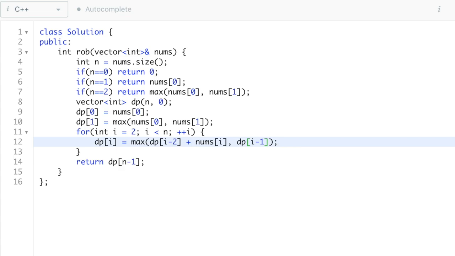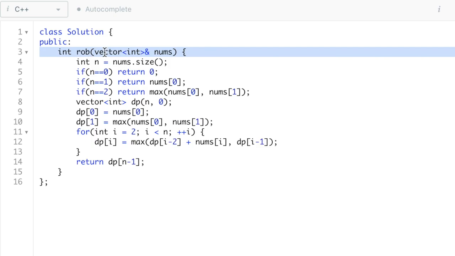So let's see how it is being translated into code. Here we have the rob function, which takes a vector of numbers. When the vector is empty, it means there's no house, so we just return 0. When n equals 1, it means there's only one house, and we can simply return the money in that house. If n equals 2, meaning there are two houses, since we cannot rob houses that are next to each other, we just return the larger value out of the two.